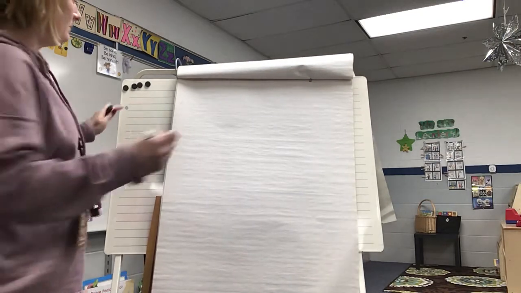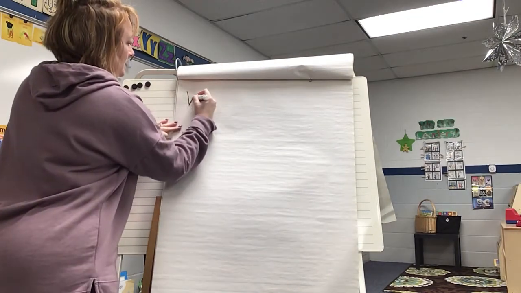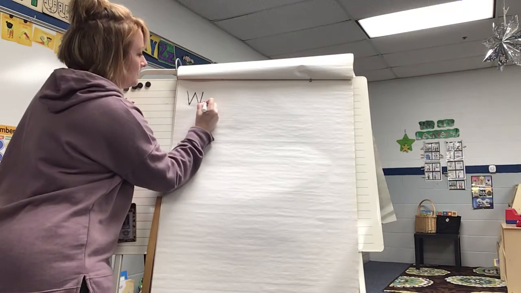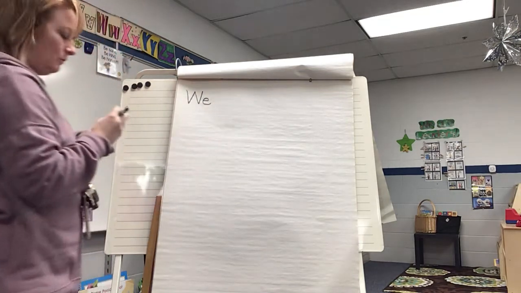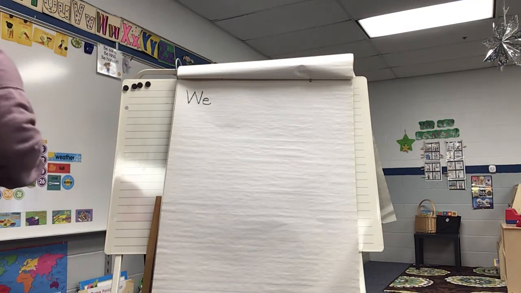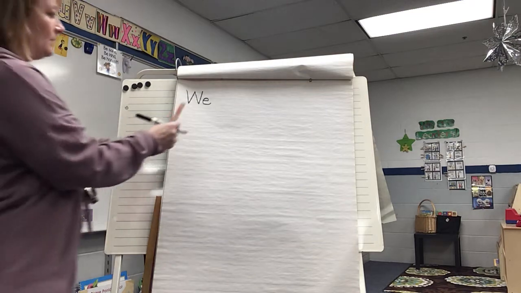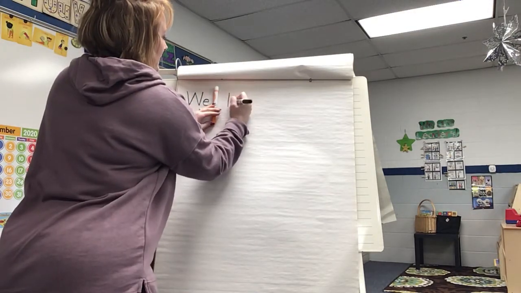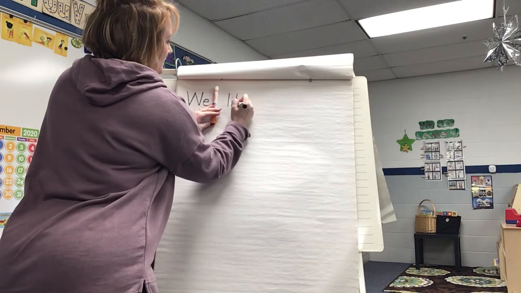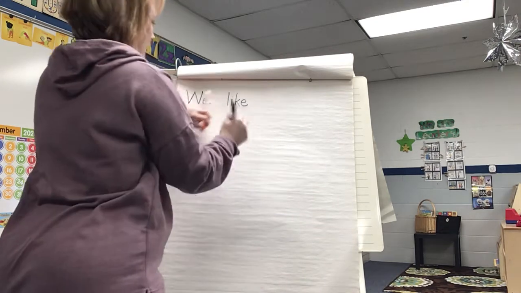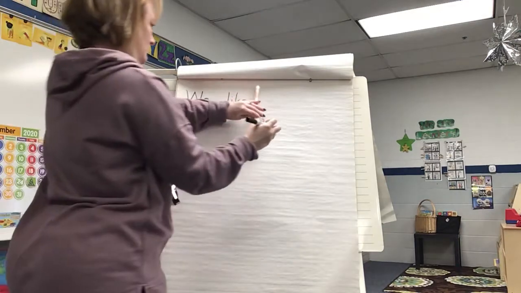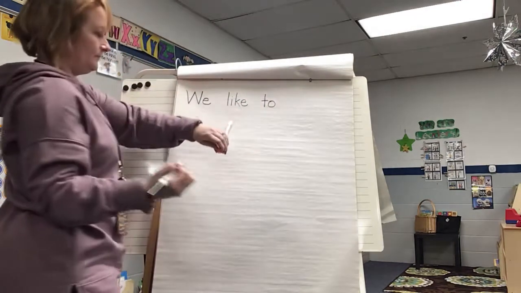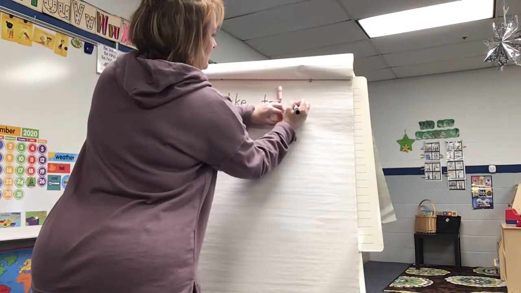Okay, so we're going to do we, W, and it's a capital W because it's at the first part of the sentence. We, and you're going to use a space between your words, okay? And I'm going to use a marker for my spacer. We like. Okay, we like to, there's our new word, to see.